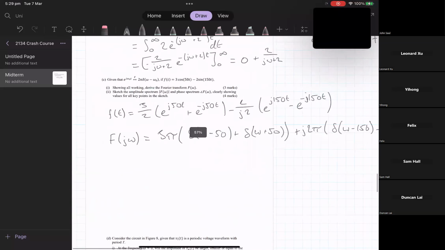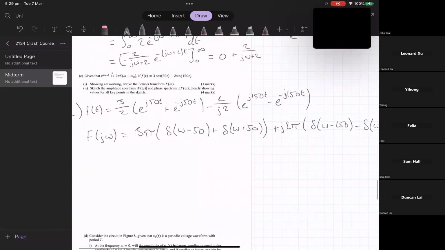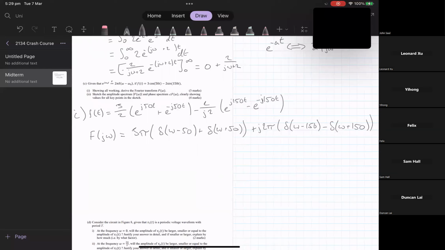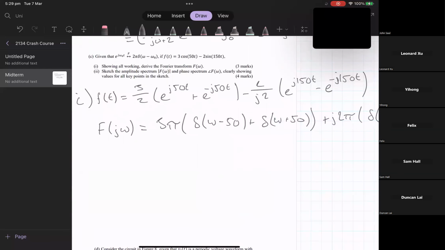So that's part I. Is everybody comfortable using that formula that they provided to find the Fourier transform? You can see that since we're just using addition and subtraction here, we can do it piecewise and apply the separate transform to each component. The next question wants us to sketch the amplitude spectrum. Oops. Sorry about that.